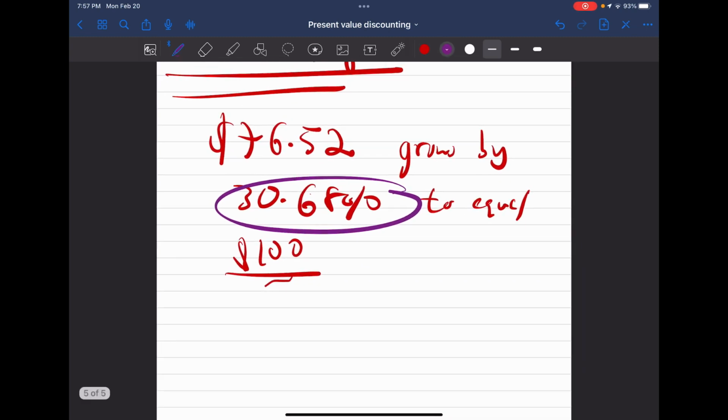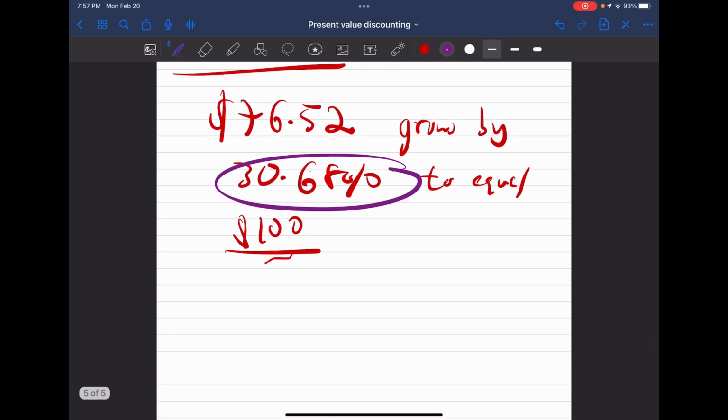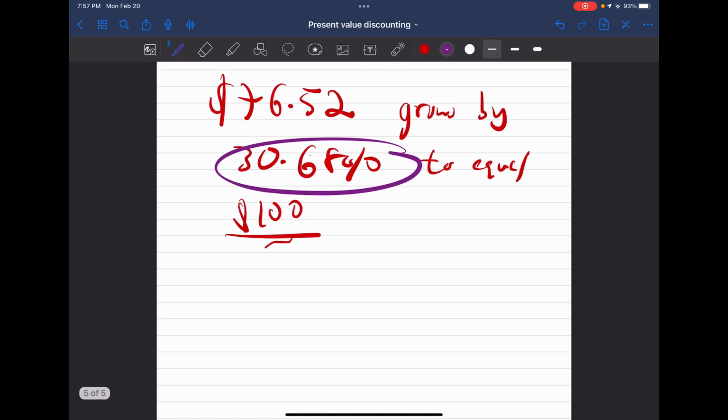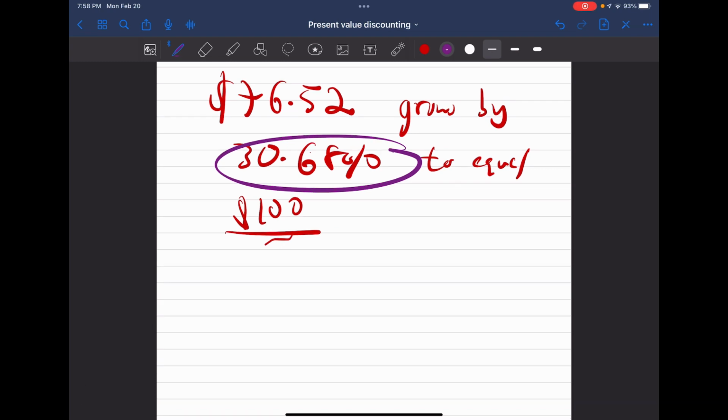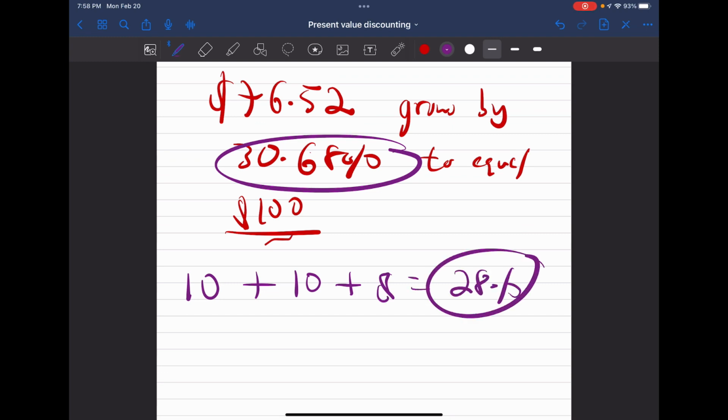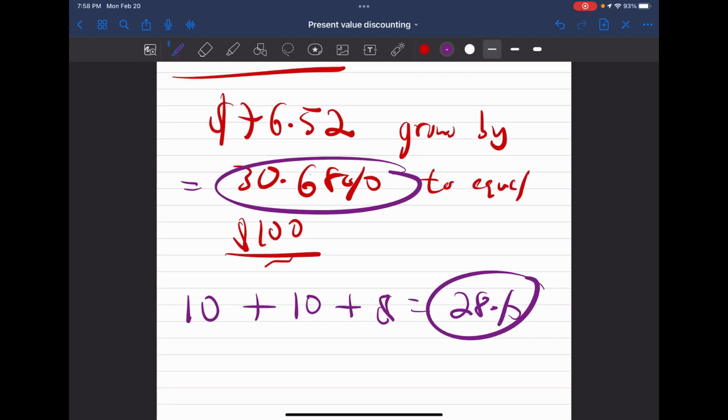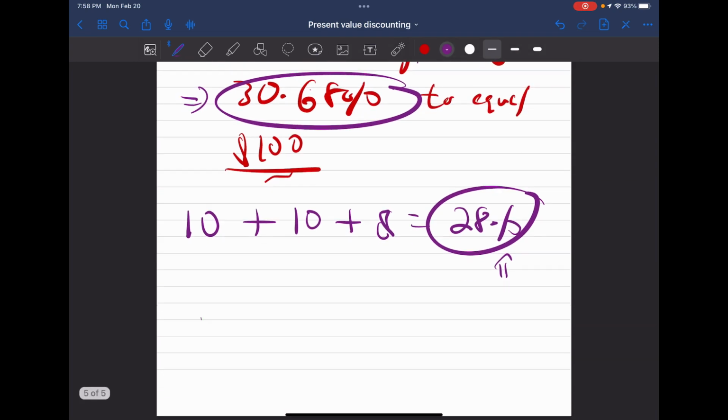However, some people might fall into the trap. Someone asks, what is the total growth in the investment? They will simply sum 10% in the first year, 10% in the second year, plus 8% in the third year, and get 28% growth of that money, which is wrong. Because in reality, we can see it grows by 30.68%. If you sum it up, it's only 28%. This is because of the effect of compounding.